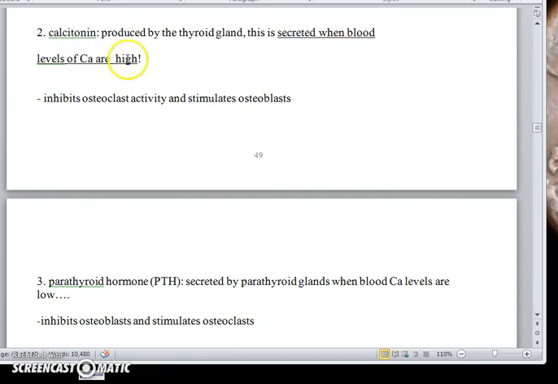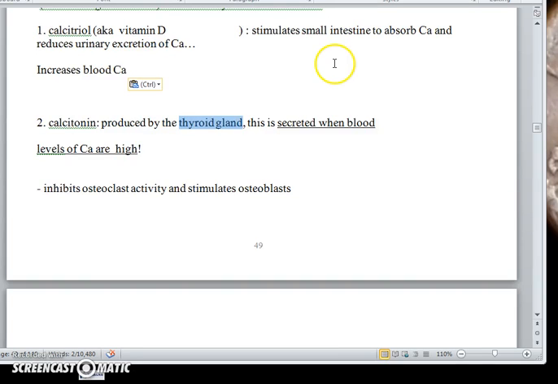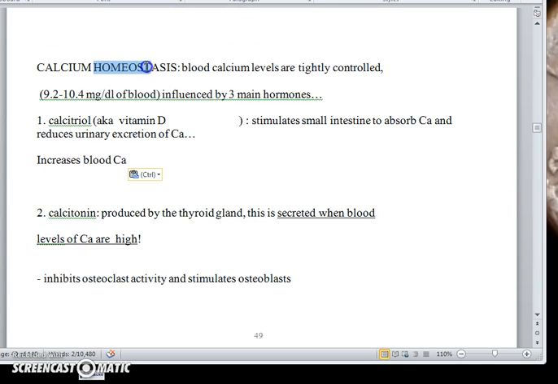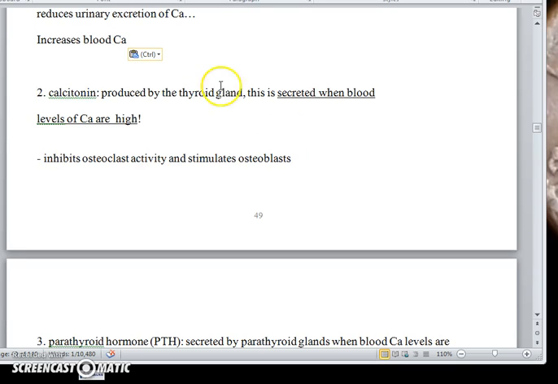All right, calcitonin. Produced by the thyroid gland. If you know someone's got thyroid problems, it's probably not this hormone. There's another hormone aptly named thyroid hormone that usually does that. But check this out. So remember, we're in homeostasis and balance. Okay, so the thyroid gland, this is secreted when blood calcium levels are high.